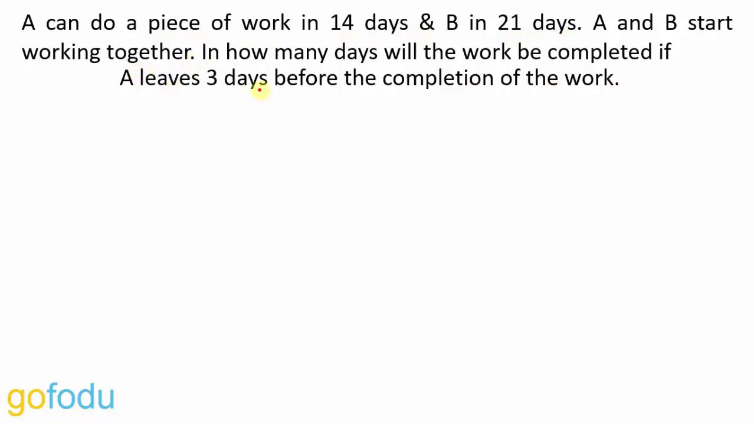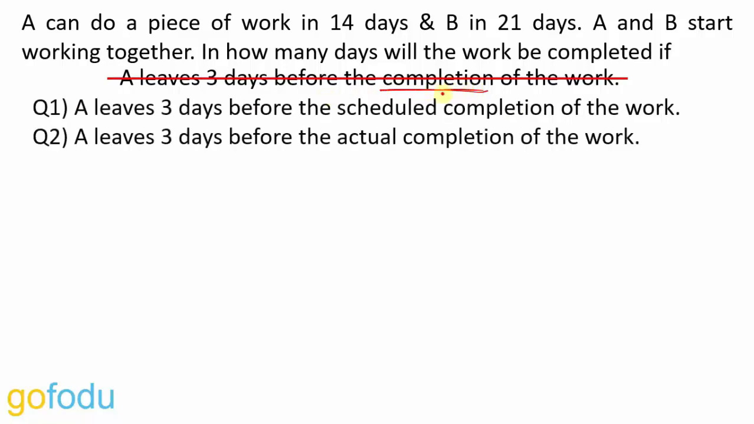If A leaves 3 days before the completion of work. Now this can mean two things. Simply saying that A leaves 3 days before the completion would be an incomplete statement. This could mean two things. One, that A leaves 3 days before the scheduled completion, the day when the work is supposed to be completed. Or the second case is when A leaves 3 days before the actual completion, the day on which the work actually gets completed.